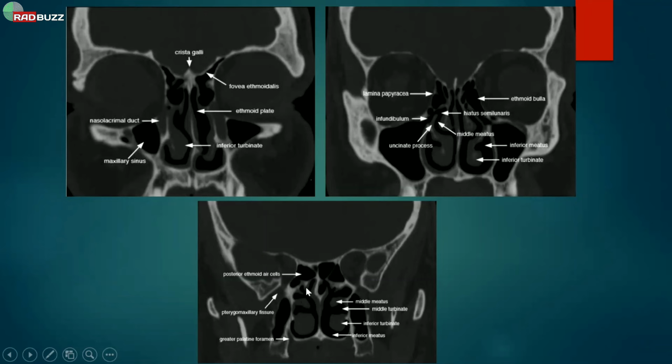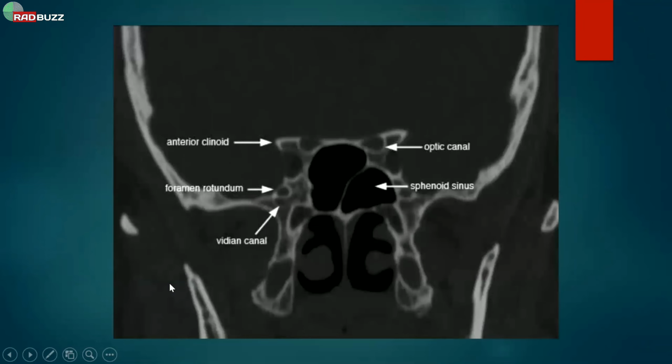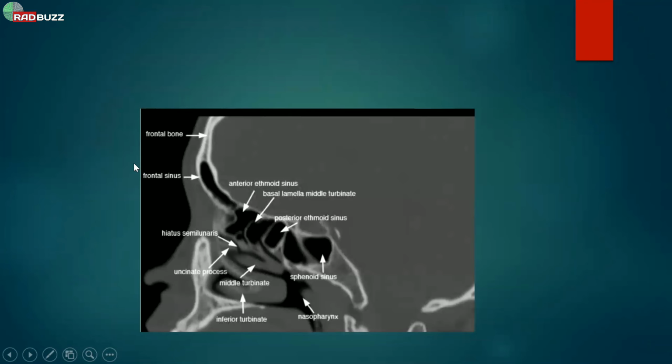And at this level of posterior ethmoids and pterygomaxillary fissure, greater wing foramina, these are the basic structures of the skull base. So going more posteriorly, these are the sphenoid sinuses, and here we can see the base of skull foramina and these fading or going away nasal structures.